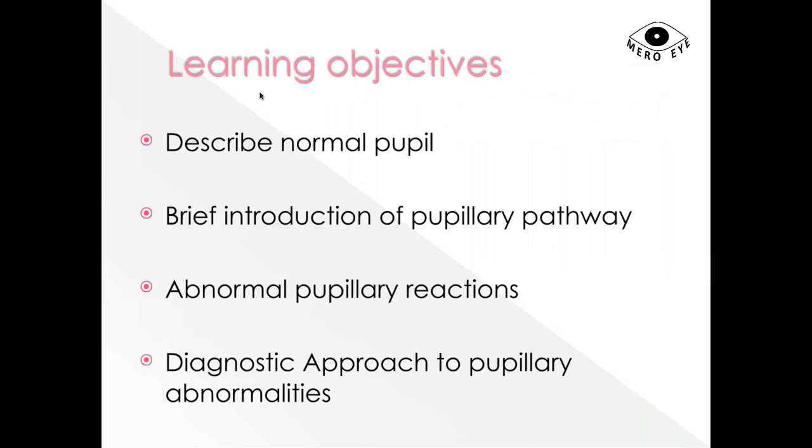So our learning objectives for today will be to describe a normal pupil. Then we'll be briefly discussing the anatomy of the pupillary pathway. And then further, we'll be talking about the different types of abnormal pupillary reactions. And lastly, we'll conclude with the diagnostic approach to pupillary abnormalities.